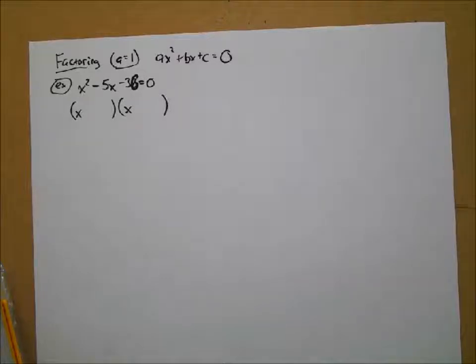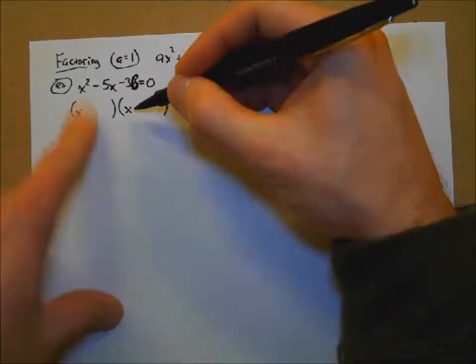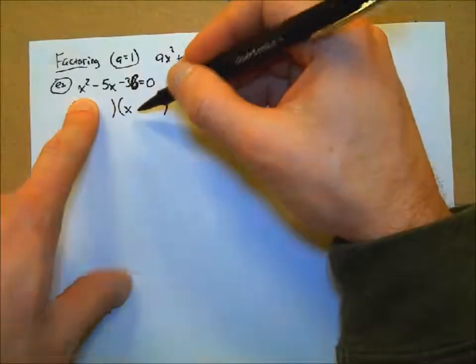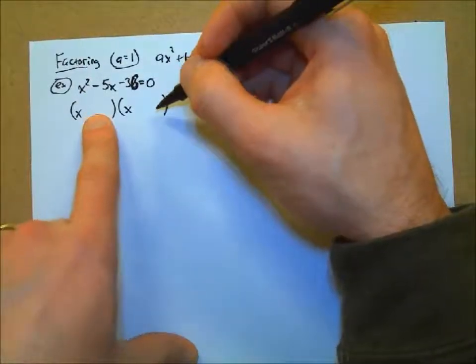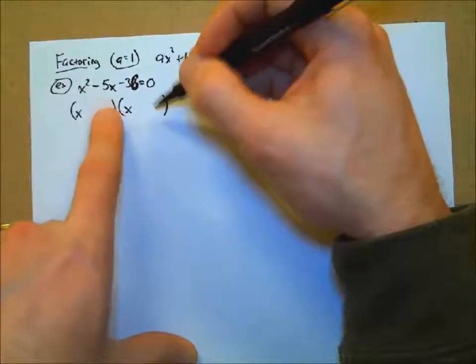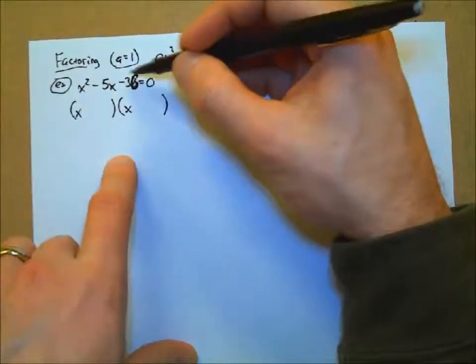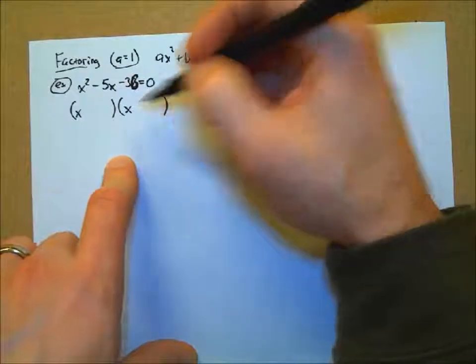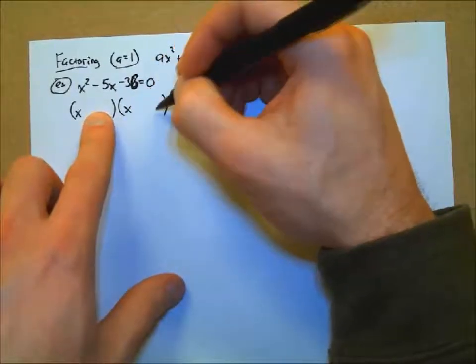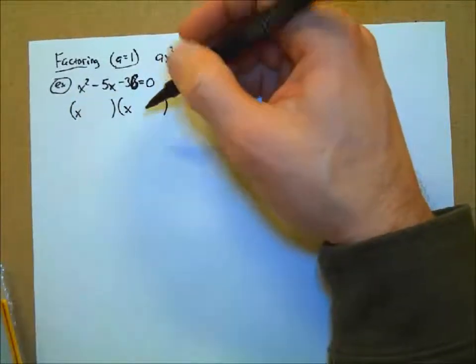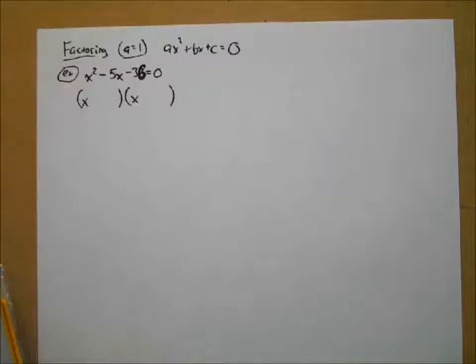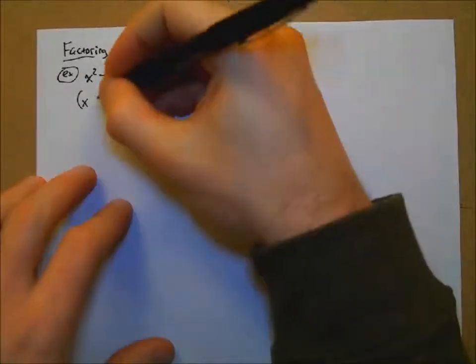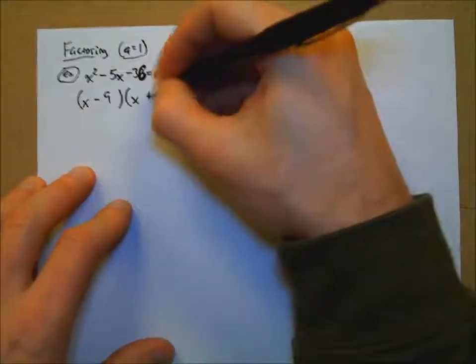All right, so anyway, we know the two x's need to multiply to give us x squared. And then here, we're going to need two numbers that multiply, last times last, to give us that negative 36. But simultaneously, this will multiply with the x and this will multiply with the x, and they have to add to make negative 5. So we're going to need two numbers that multiply to make negative 36 but add to make negative 5. And what are those going to be? Okay, so negative 9 and positive 4.